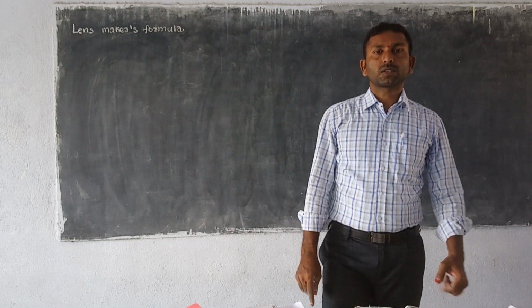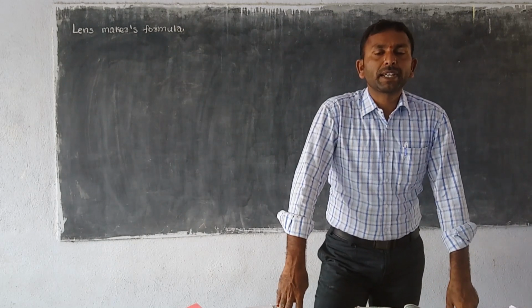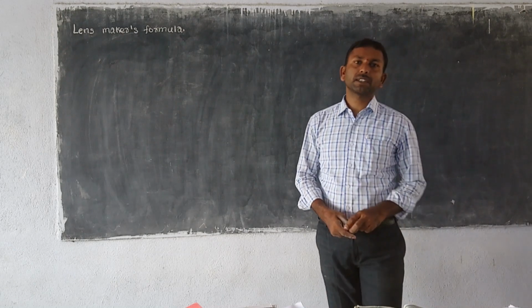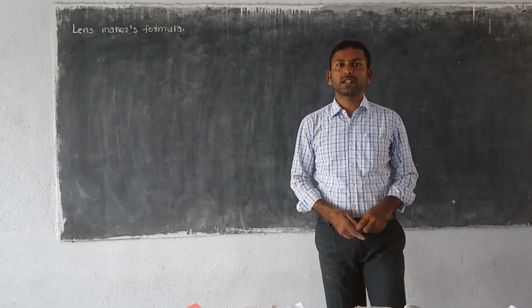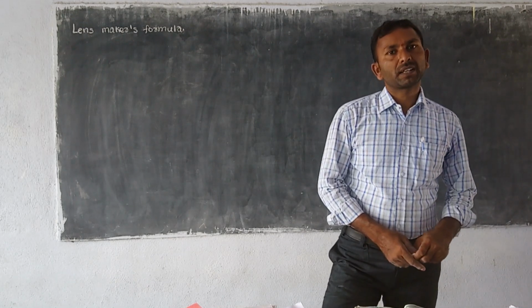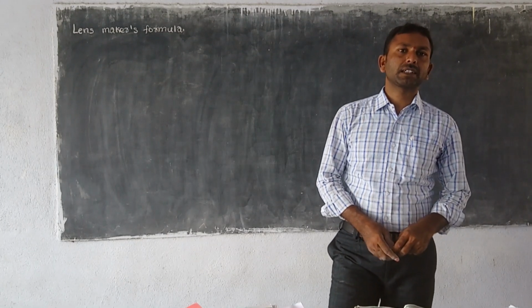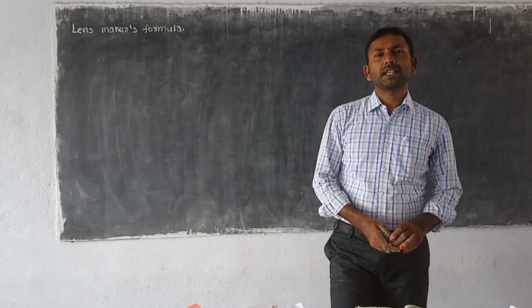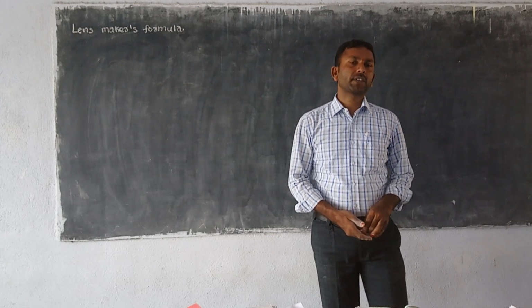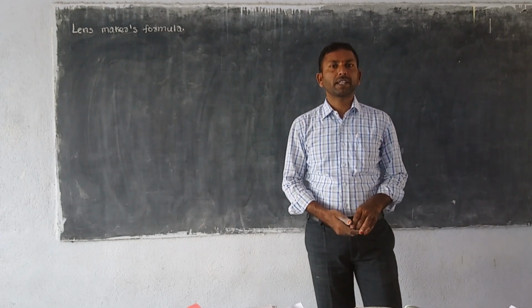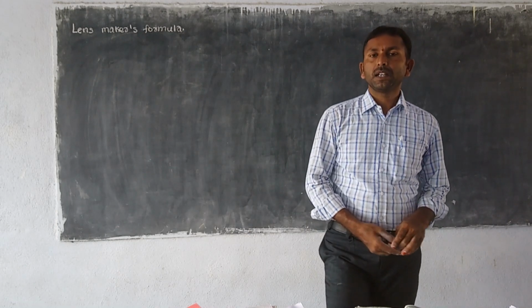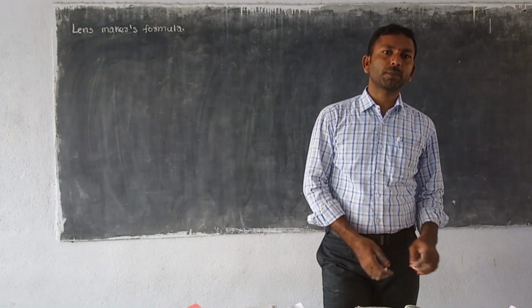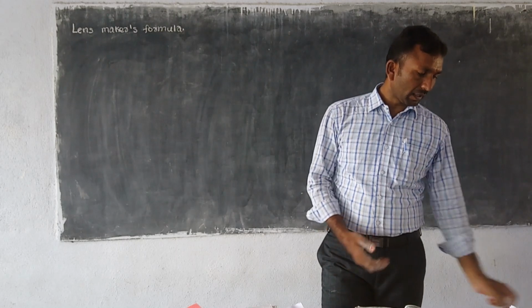Okay, so today's topic is the lens maker's formula, and we have already learned some formulas before this. What are those? The mirror formula, which is in the first lesson: 1/f = 1/u + 1/v. After that, we learned another formula, the derivation of the curved surface formula: n2/v - n1/u = (n2 - n1)/R.